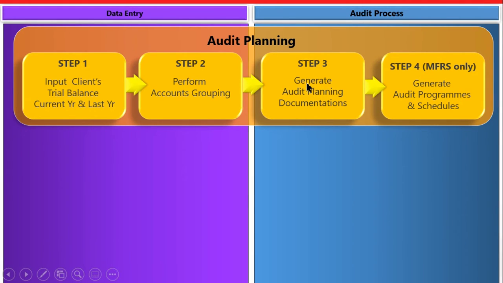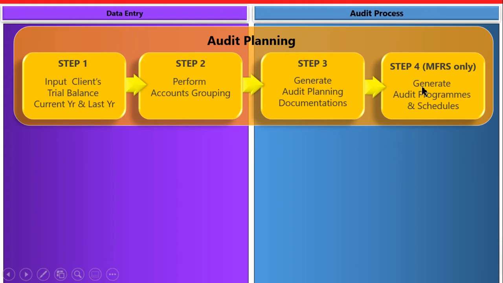From step 3, let's say just now you found out PPE, the movement is very high. Then you ask, how come the movement is so high? Is it wrong reclassification or what? So definitely you need to come up with a list of procedures. How are you going to check and detect the error or misstatement? Of course, if your client is using MPERS, you can skip this step 4.